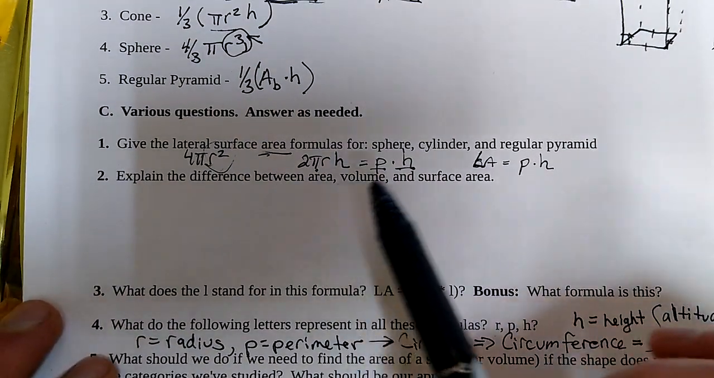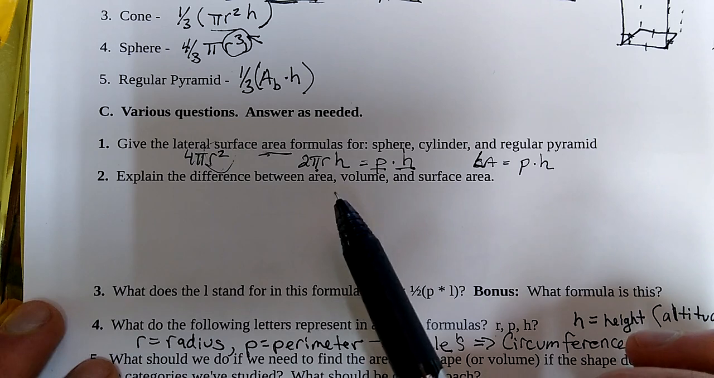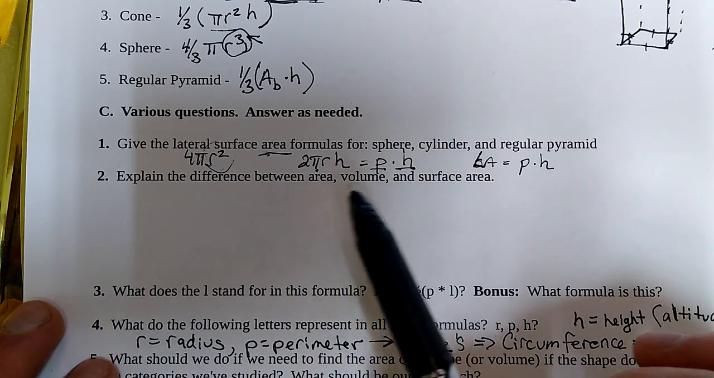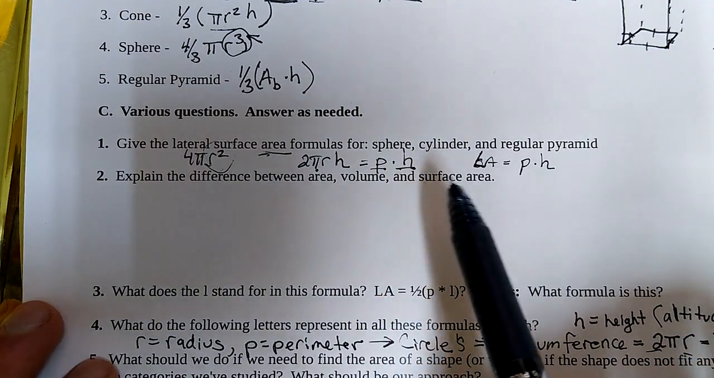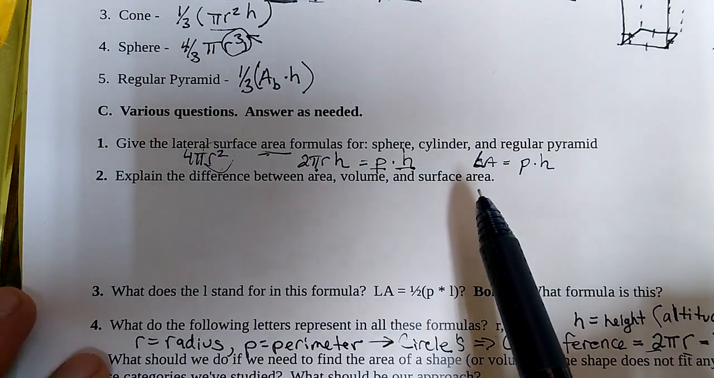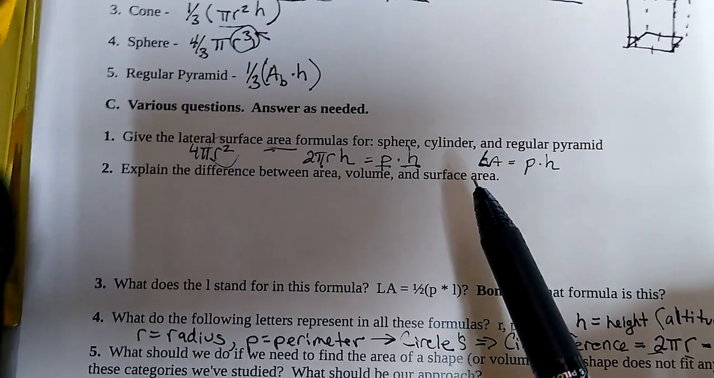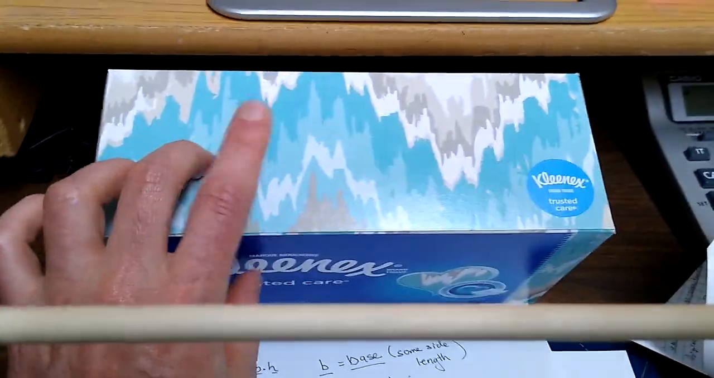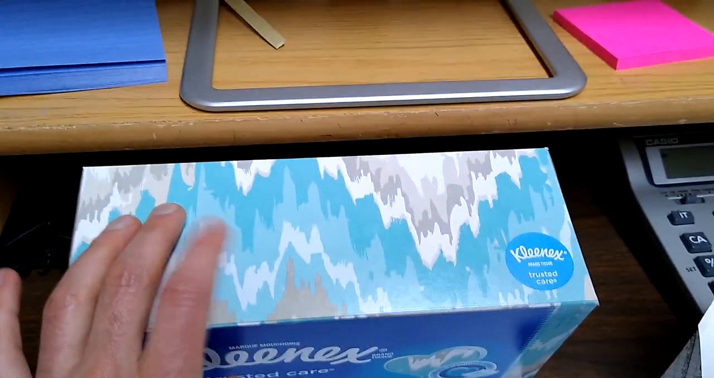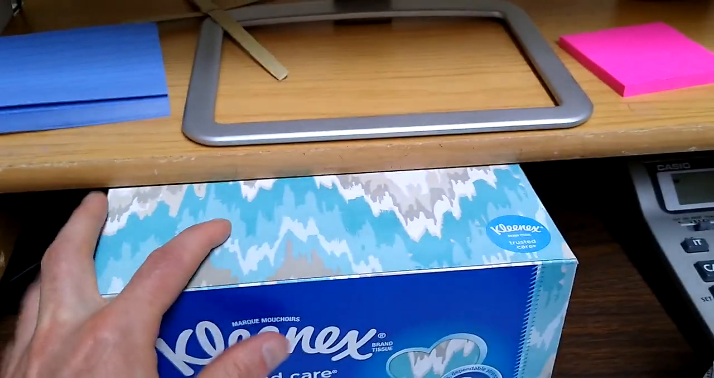Explain the difference between area, volume, and surface area. Okay, we've basically already done this with area and volume. Area is 2-dimensional space, volume is 3-dimensional space. Surface area is just the area of the faces of an object. So again, let's come back to the Kleenex box. The faces are all of these sides of the object that face outwards. They're literally the exterior surfaces of the thing.